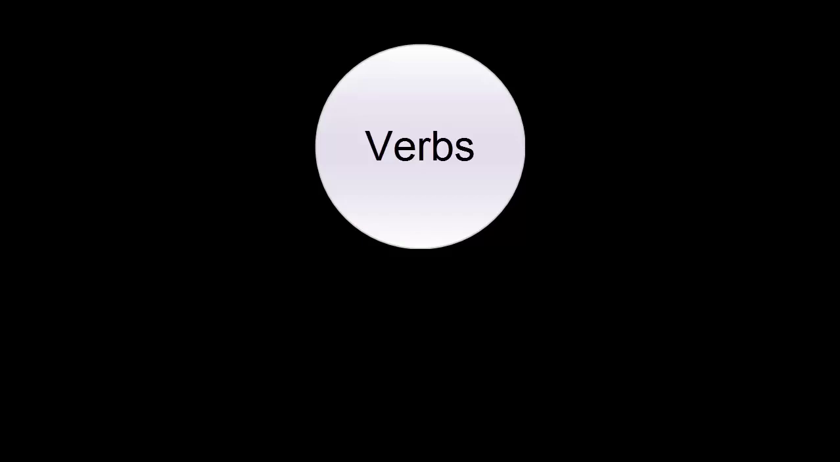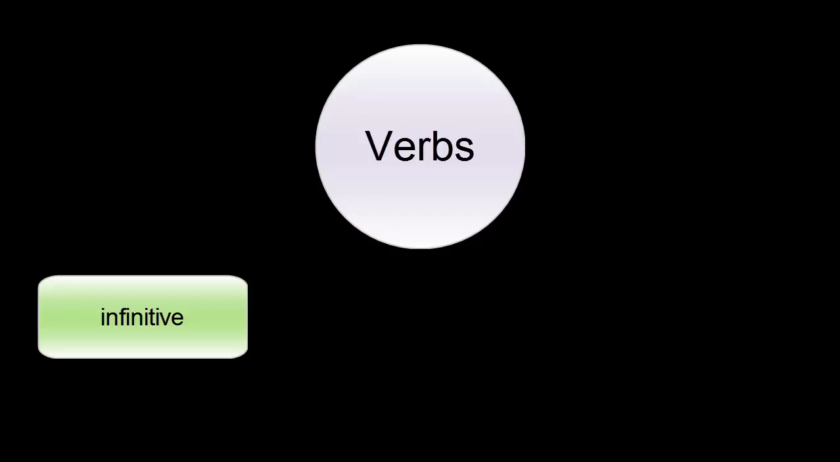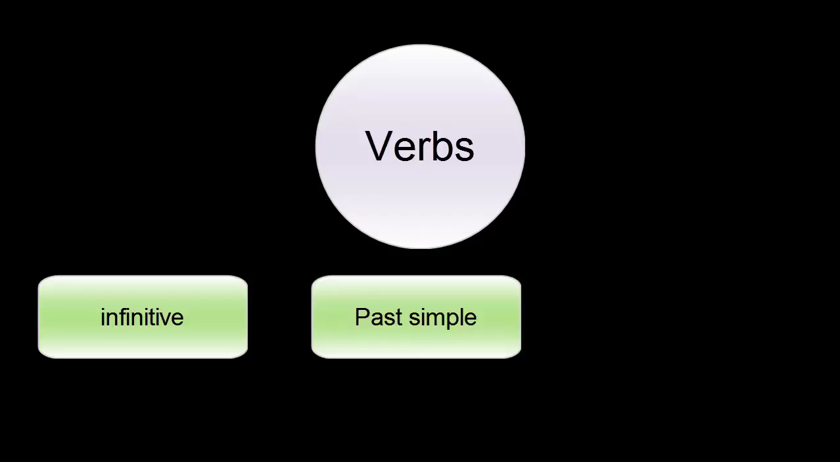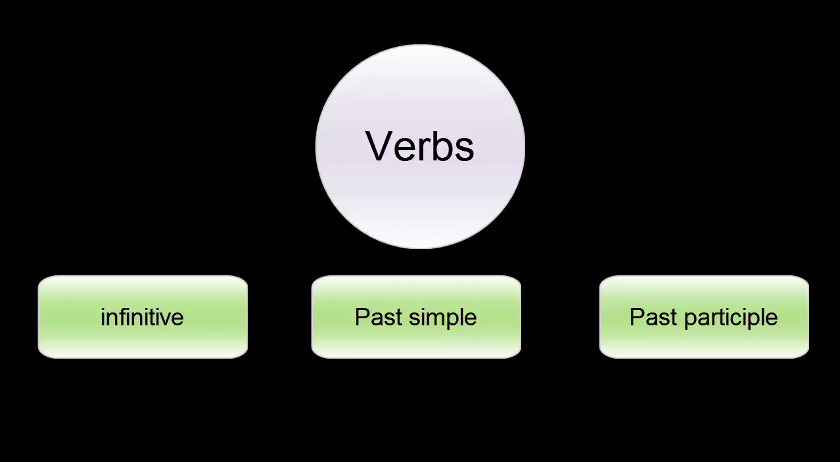Verbs, whether regular or irregular, have three forms, often called principal parts. These forms are the infinitive, the past and past participle, and the difference between a regular and an irregular verb is the formation of the simple past and the past participle.